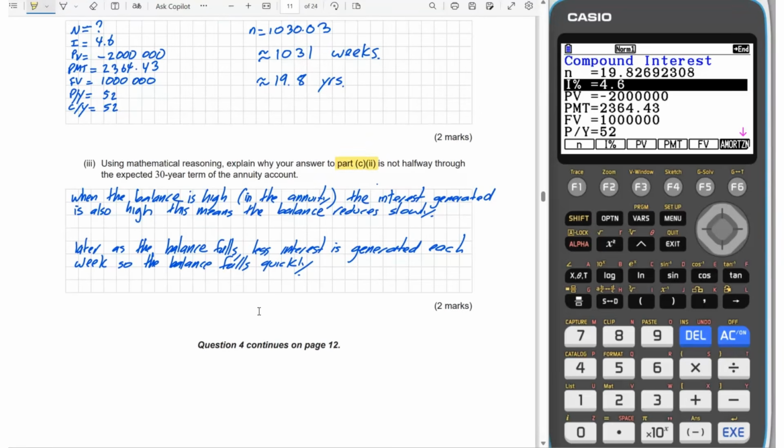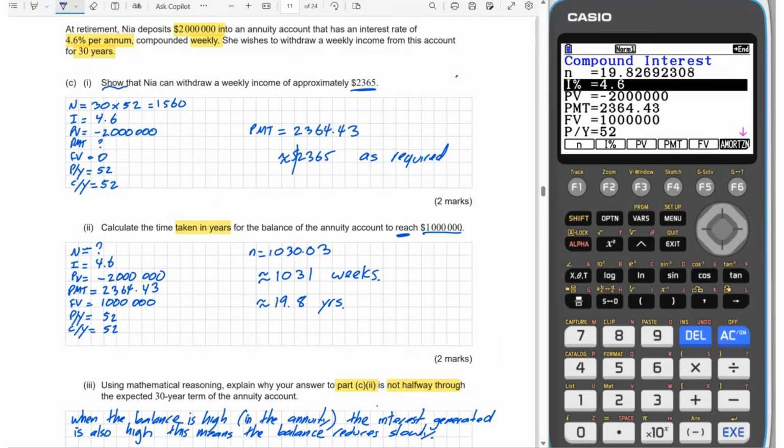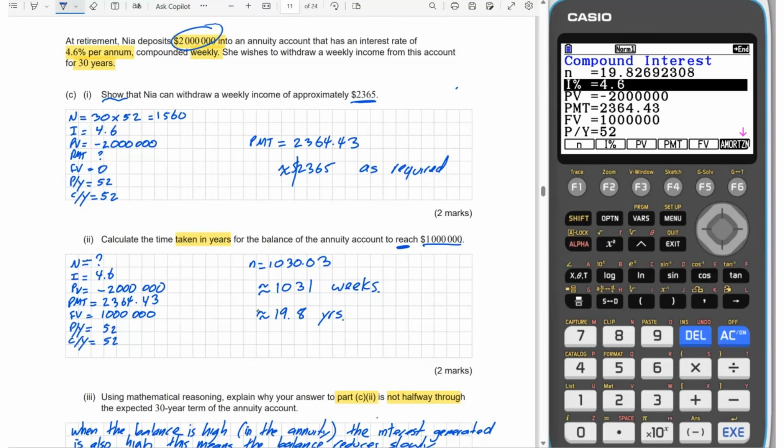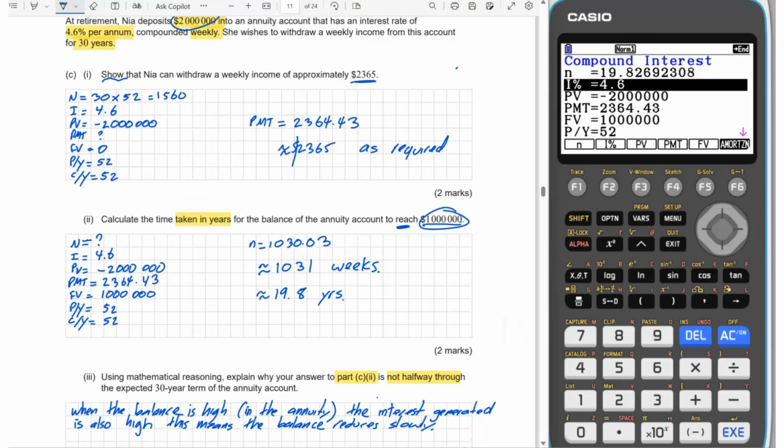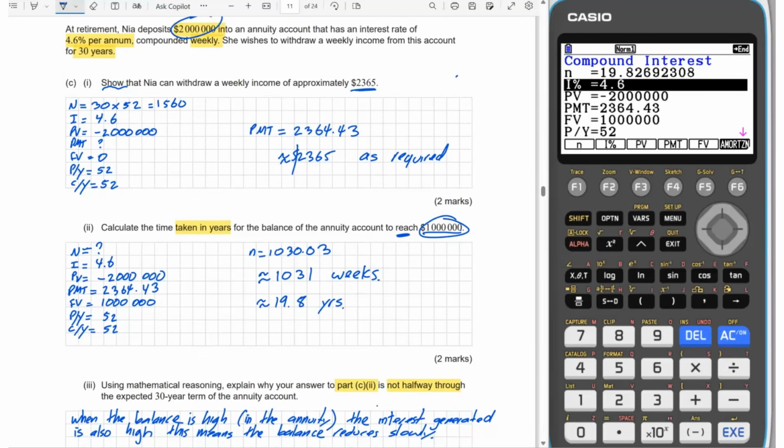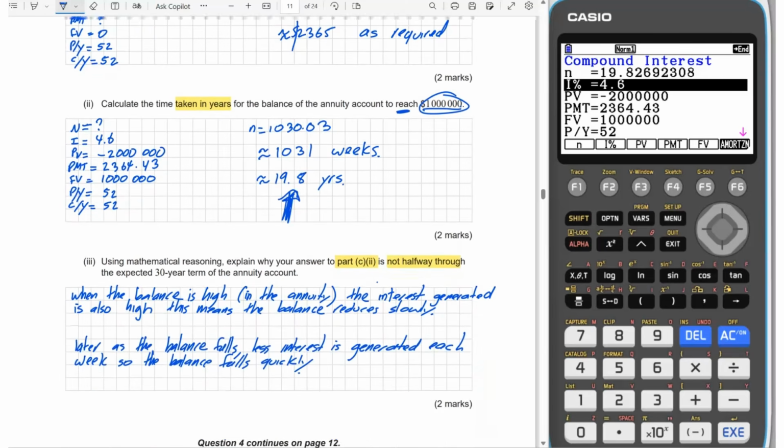Okay, again, I've pre-answered this a little bit, but it says, using mathematical reasoning, explain why your answer in part C part 2 is not halfway through the expected 30-year term loan. So what they're essentially saying here is that we've gone from $2 million up here down to 1 million, and if it's a 30-year loan, you might expect that it's going to take us 15 years to get there, but it doesn't. It takes 19.8. So we have to say, well, why is that the case?